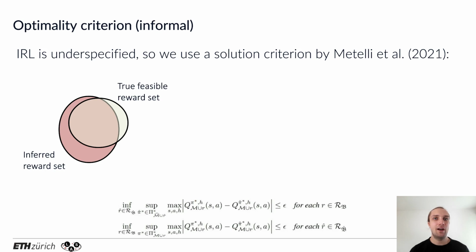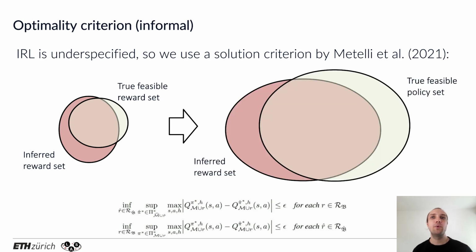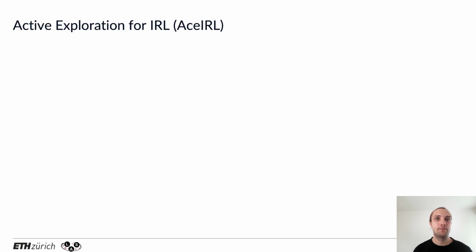But we don't directly care about estimating the reward function, we care about which optimal policies these reward functions imply, which give two different sets. And now the optimality criterion basically states that the expected return of these policies should measure the overlap well. So the outliers of these sets should be at most epsilon away. So this means that these policy sets should overlap as much as possible.